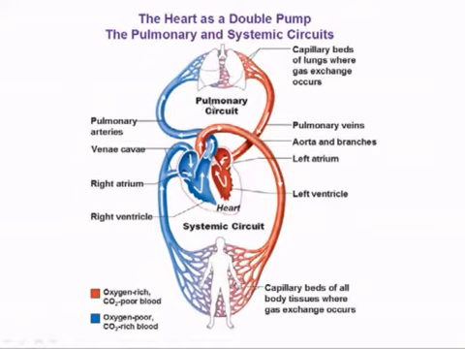Pulmonary circulation is related to your lungs, the loop which is taking place with your lungs, and systemic circulation is taking place with your body. Like the oxygenated blood from the left ventricle is passing through the aorta, and finally it is reaching the different parts of your body, and again it is coming back to your right atrium. Which blood? Deoxygenated blood through the vena cavas.